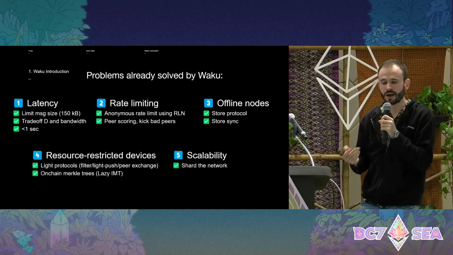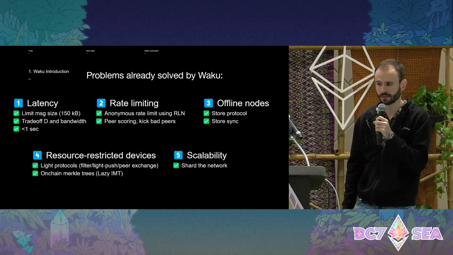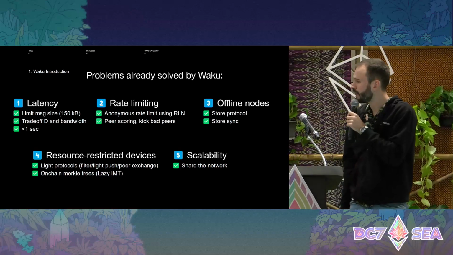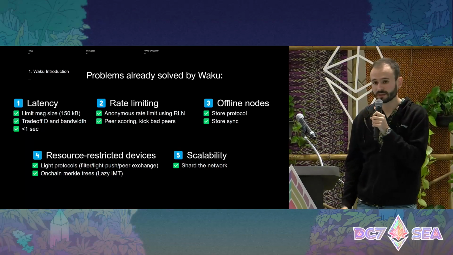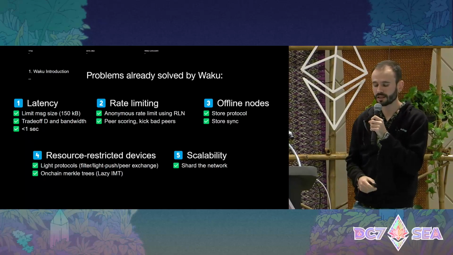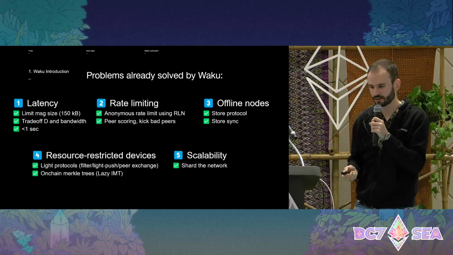This allows you to run Waku in a mobile phone, for example, without consuming battery and data. Yeah, I will be talking about this on-chain Merkle trees a bit later. And last but not least, we have scalability. We have solved the scalability of the network by sharding the network in multiple shards. So we have split the network in different sub-networks.